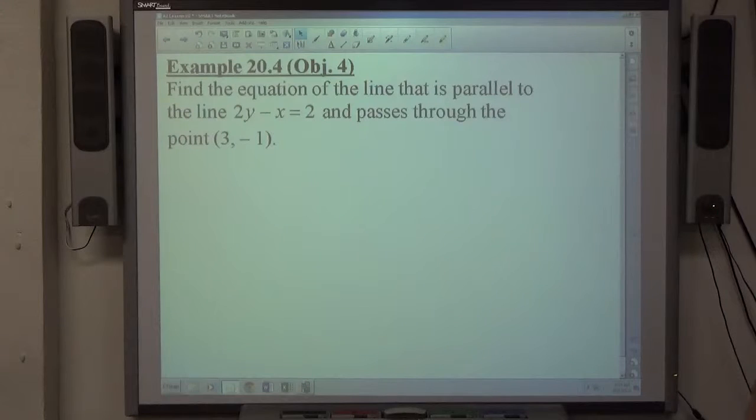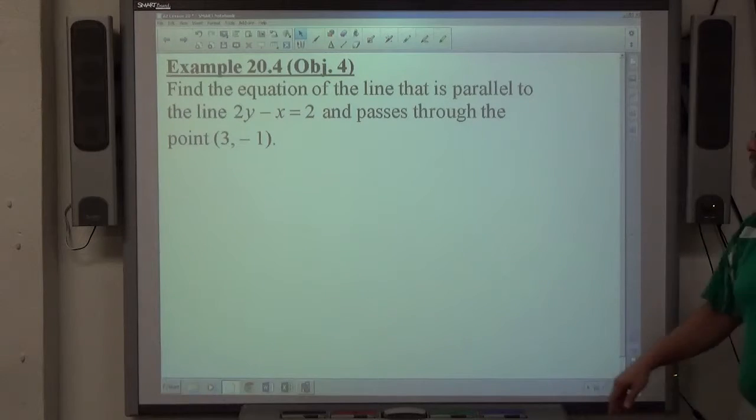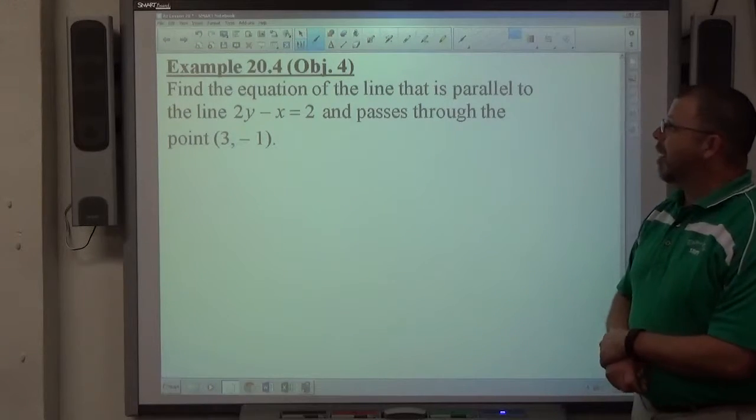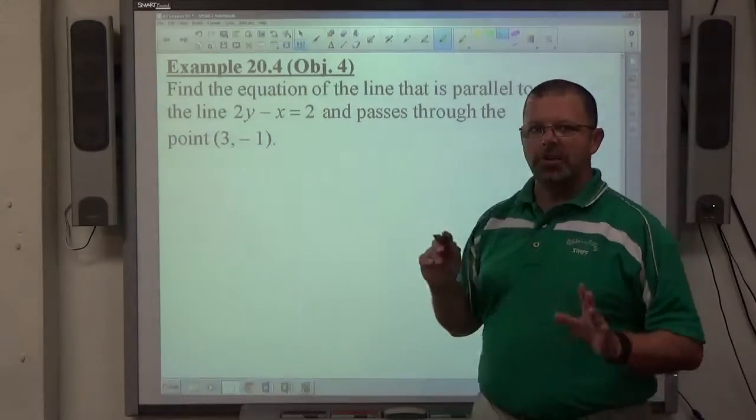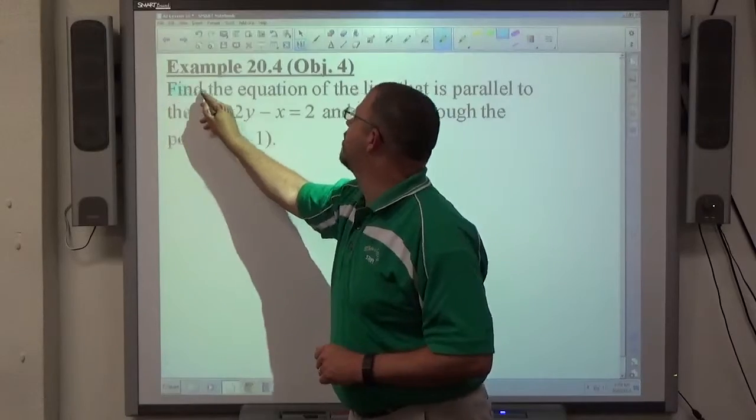All right, example 4. Find the equation of the line that's parallel to the line 2y minus x equals 2 and passes through the point (3, -1). I want you guys to get better at these problems. First up, the directions say find the equation of the line.